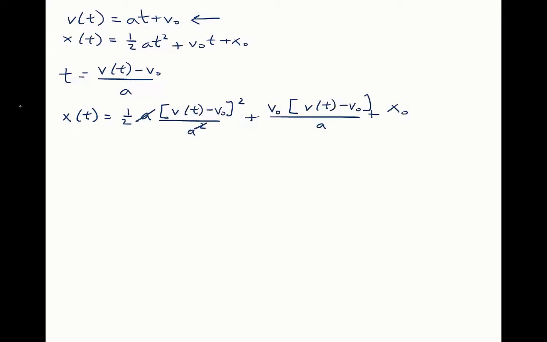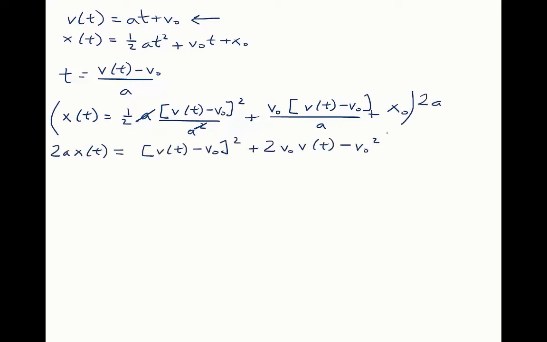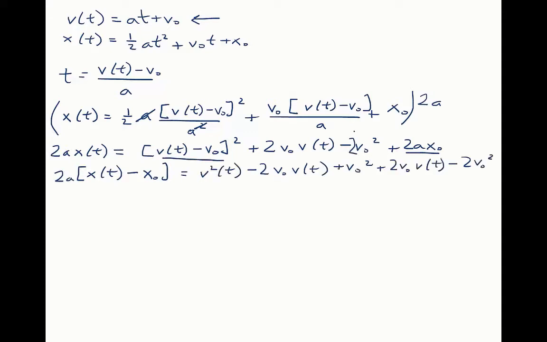The next thing I'm going to do is multiply the whole thing by 2 times acceleration. And I'm going ahead and multiplying this one out. Okay, now I'm going to subtract this term 2a x naught from both sides. I'm going to multiply this term out. There was temporarily an error right here because I forgot to write a 2.